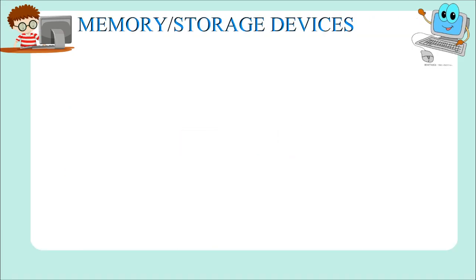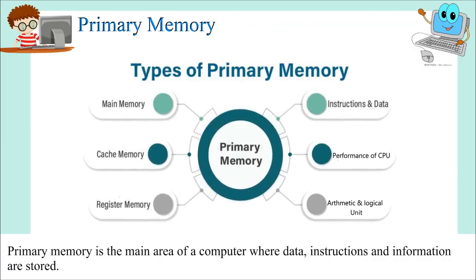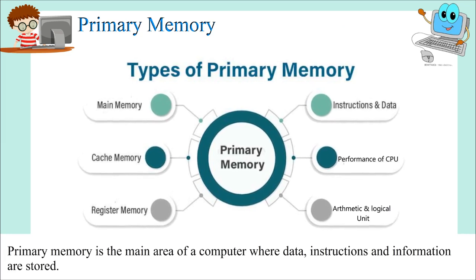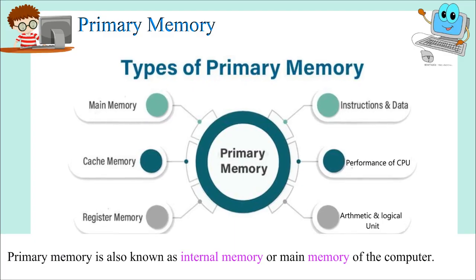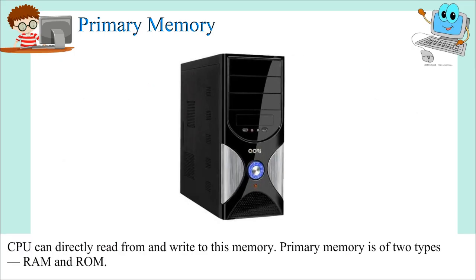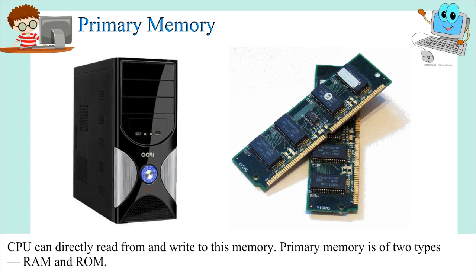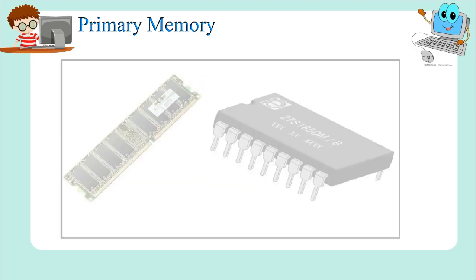Memory storage devices. A computer stores data in memory or storage devices. There are two types of memory: primary memory and secondary memory. Primary memory. Primary memory is the main area of a computer where data, instructions and information are stored. Primary memory is also known as internal memory or main memory of the computer. The CPU can directly read from and write to this memory.